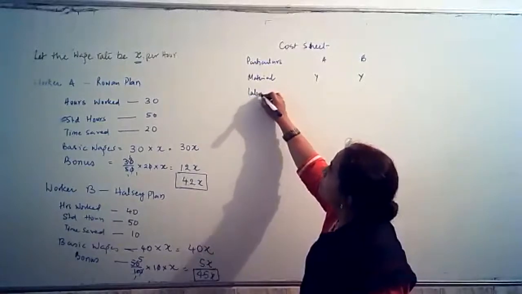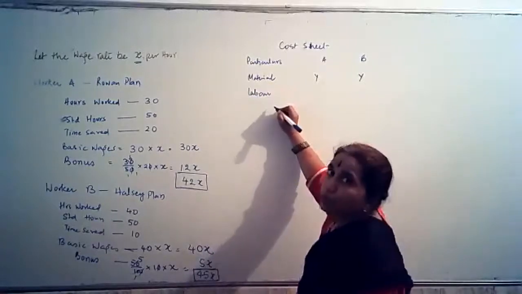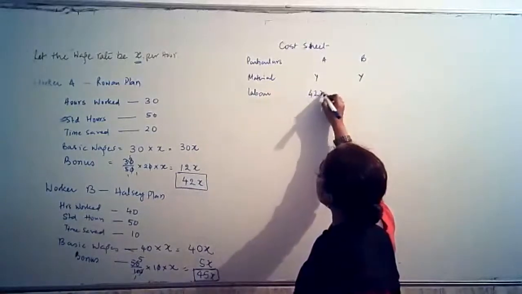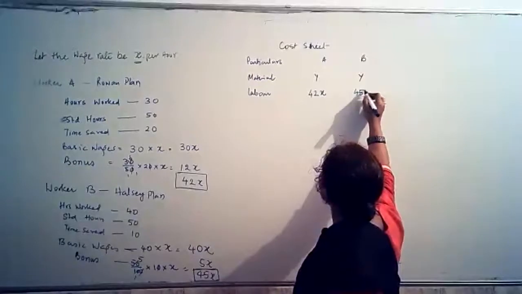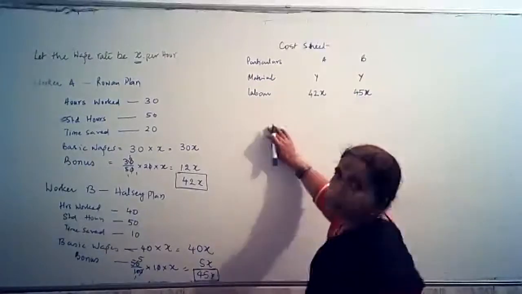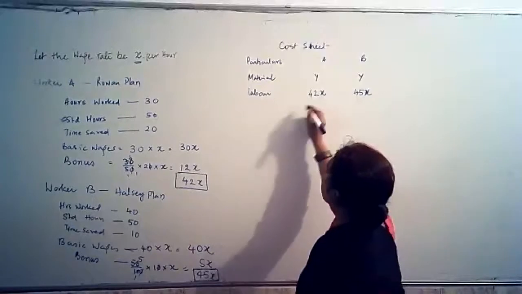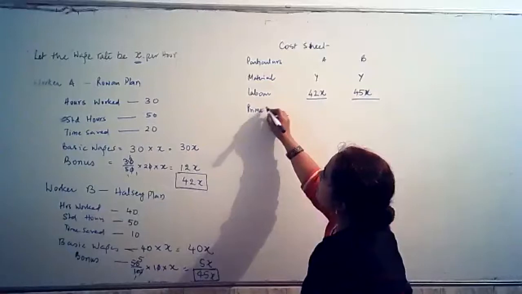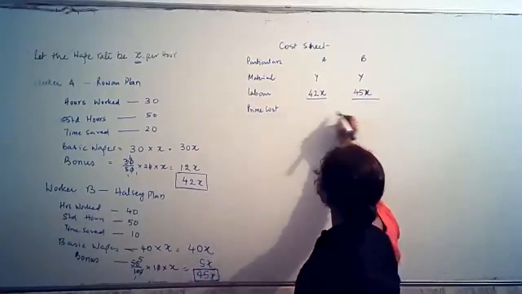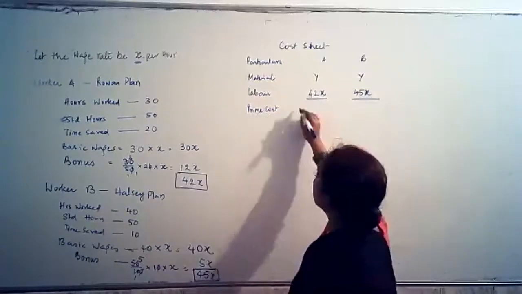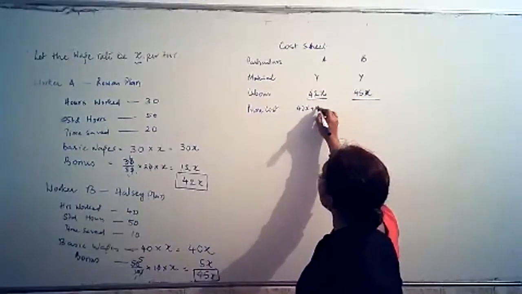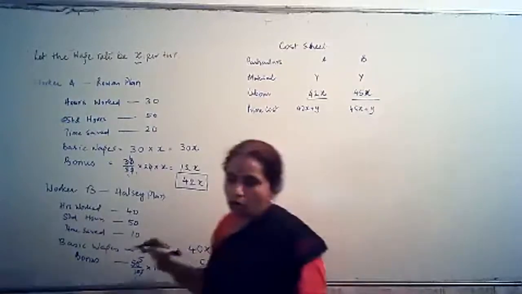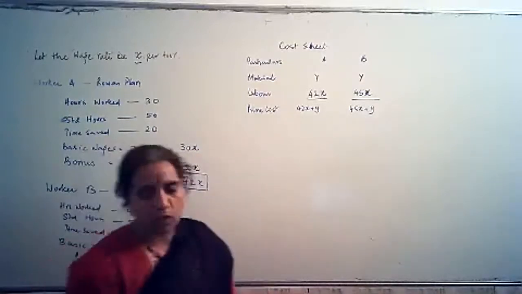Labor next. How much is the labor? You have already calculated. This is 42x and this is 45x. Adding both will give me my prime cost. This is 42x plus Y and this is 45x plus Y. This is my prime cost.